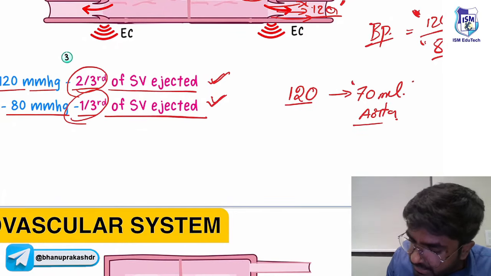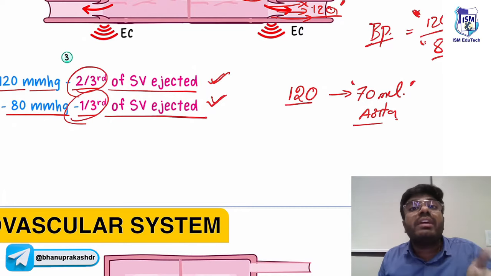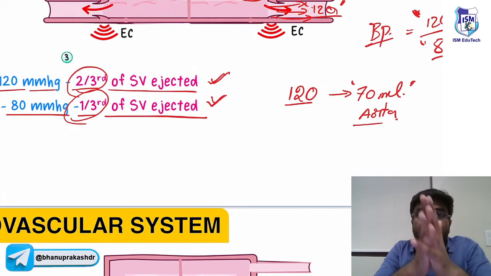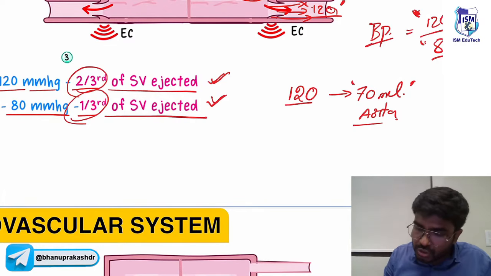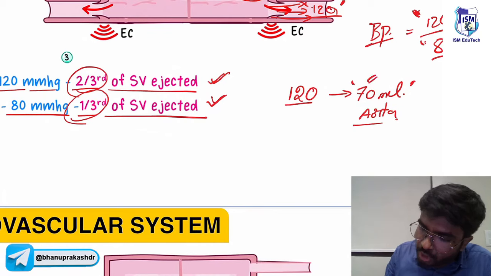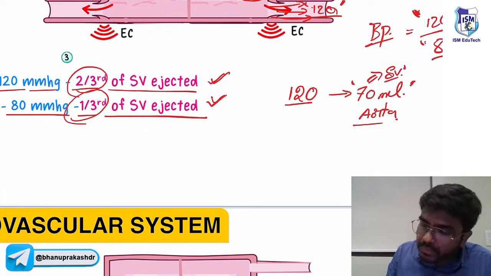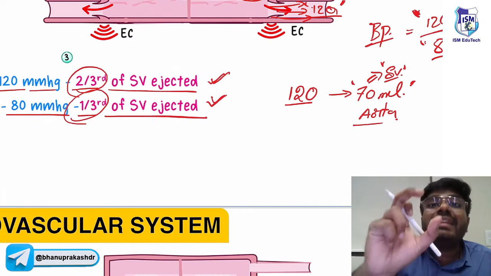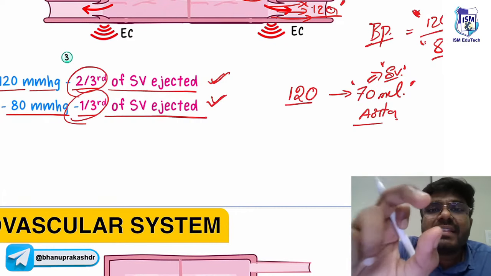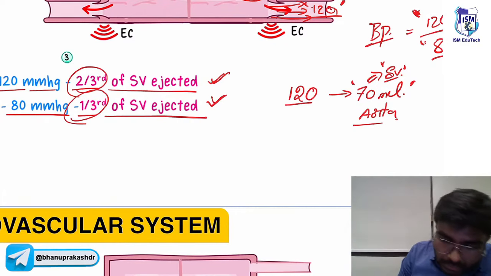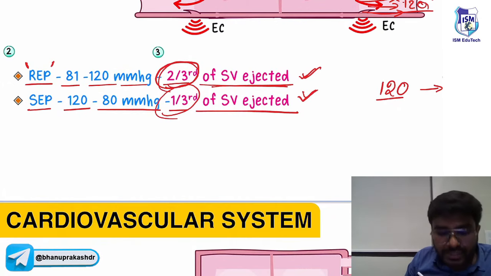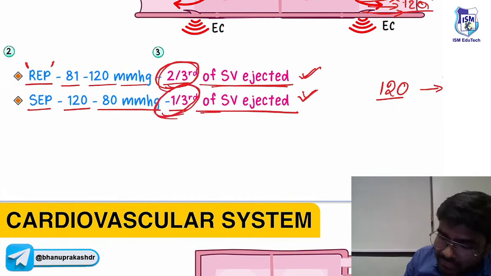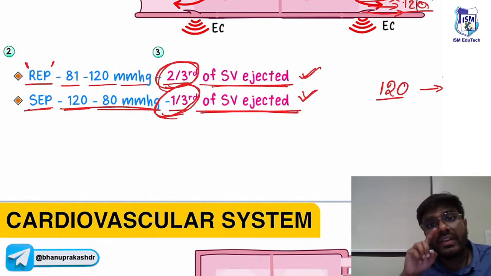The blood which is ejected into the aorta with one heartbeat is called the stroke volume. 70 ml is now called the stroke volume. Even in this 70 ml, 2/3 of the stroke volume is ejected during the rapid ejection phase, and 1/3 of the stroke volume is ejected during the slow ejection phase.